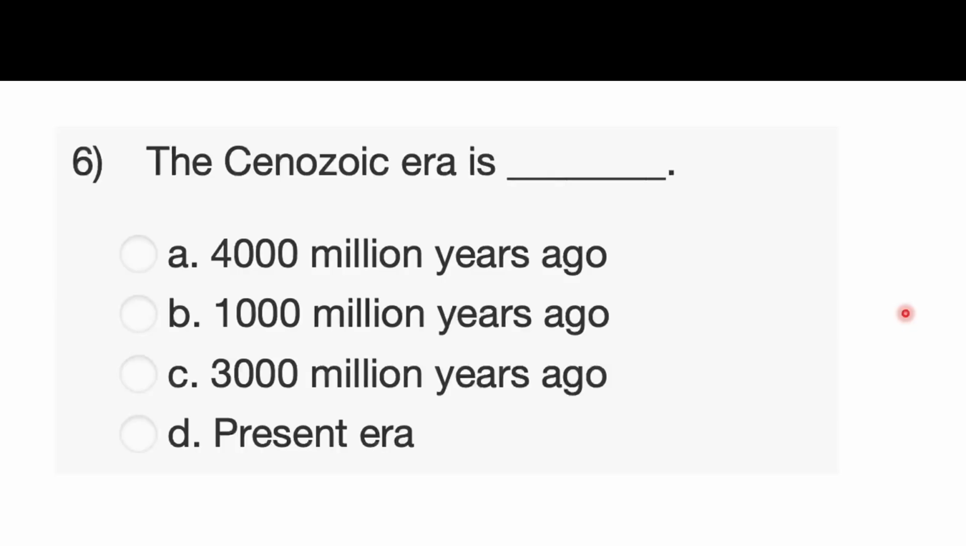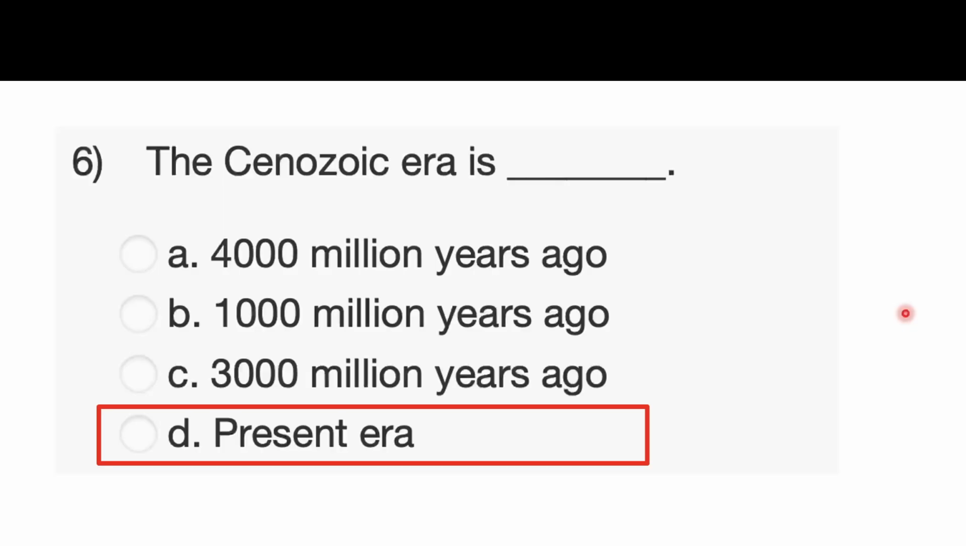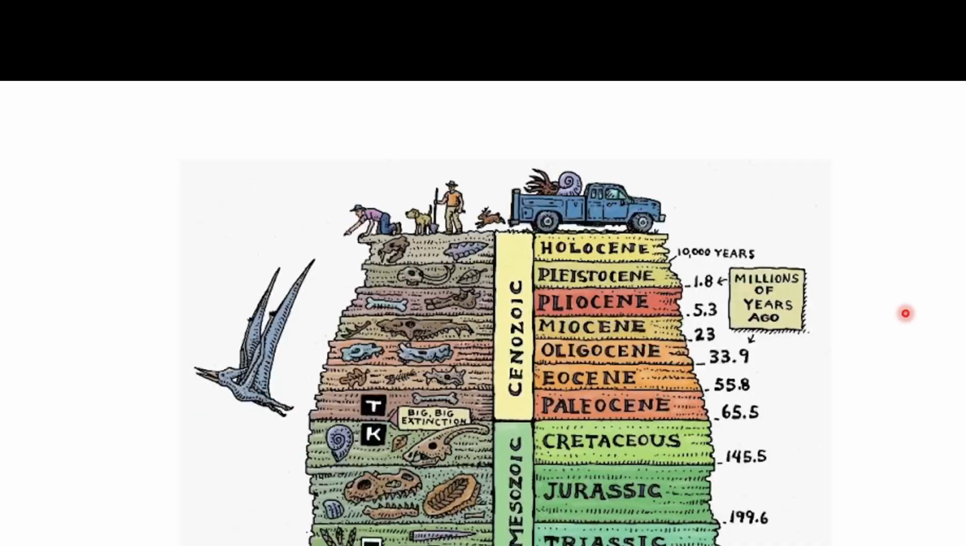And I'm happy to say that you guys are really correct. The Cenozoic era is the present era, the era of humans. That is the Cenozoic period. So option D is the correct answer. Let us have a bird's eye view of all the different periods or eras that we talked about. So this is the latest era that is going on, the Cenozoic period.